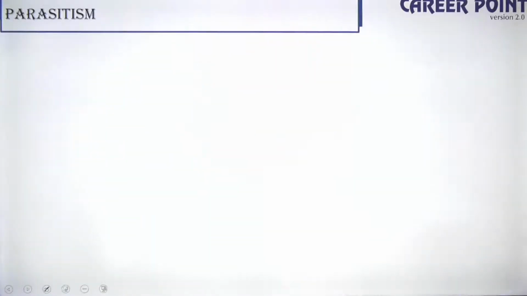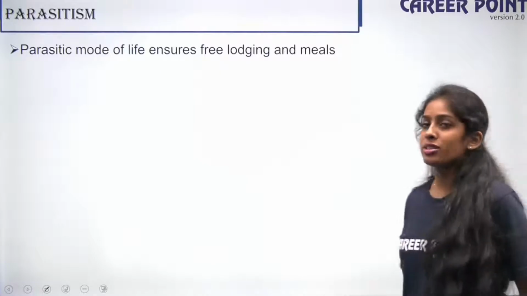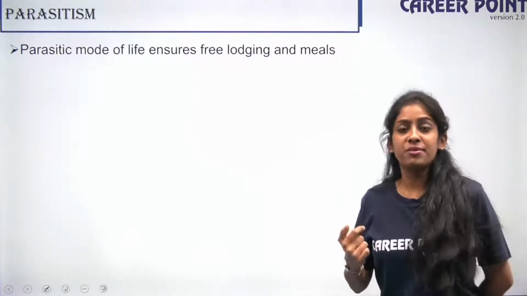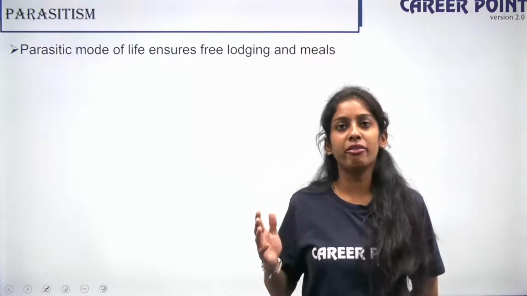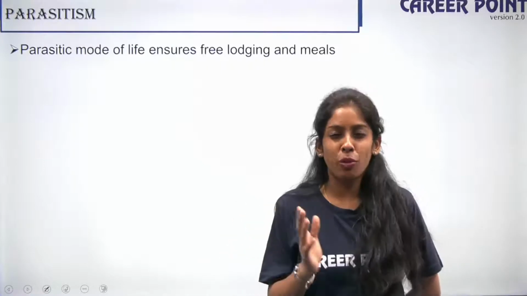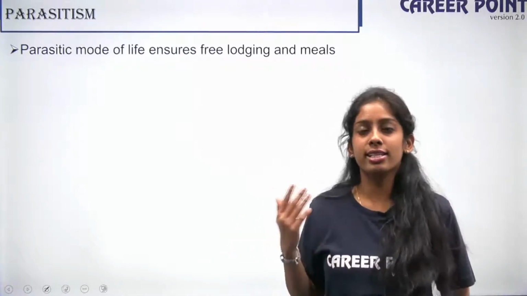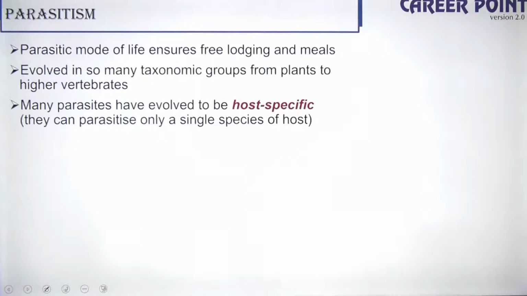Fine. The next type of interaction that we're going to talk about is parasitism. This parasitic mode of life ensures free lodging and free meals, right? For example, say you have a very irritating friend coming into your house. You're going to provide shelter as well as food, but still you're going to get irritated at the end of the day. That is how parasitism works. Parasitism is present from plants to the higher vertebrates.